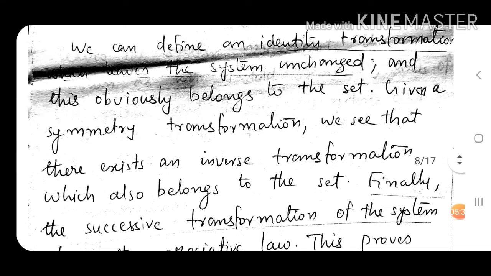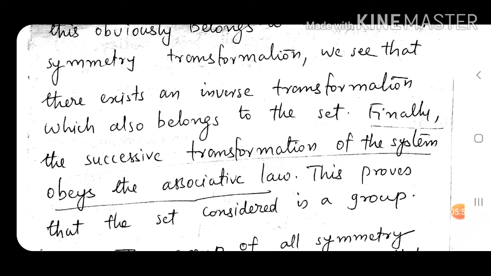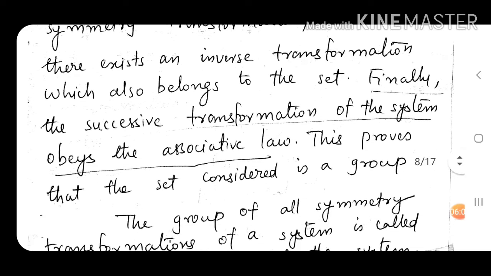Now, given a symmetry transformation, there exists an inverse transformation which also belongs to the set. That we will see. For any transformation, there is an inverse transformation which also belongs to the set, the third property. Finally, the successive transformation of the system obeys the associative law. So this proves that the set considered is a group. All the four properties that a group has to satisfy are met.